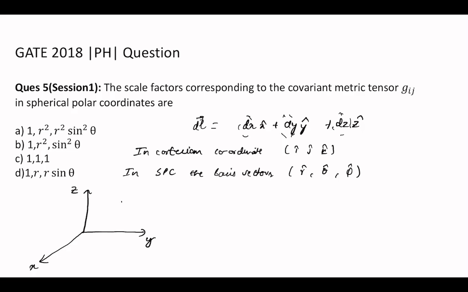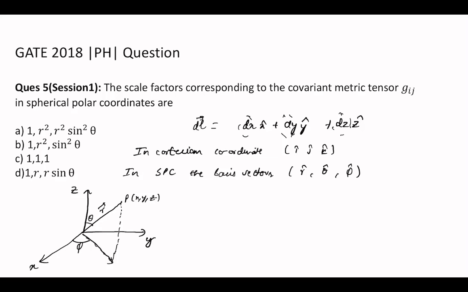Suppose you have a point P in this Cartesian coordinate system with some x, y, and z, and in the spherical polar coordinate system it is at a distance r. So the position vector is r of this point P. Similarly, if we take the projection of this vector in the xy plane, then the angle which is made is called phi. This is theta.